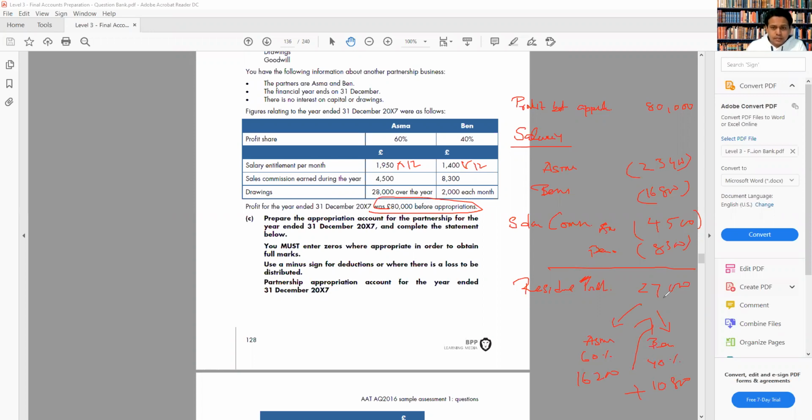That's the appropriation account. So it's really simple. All you need to remember, even if the question gives you drawings, you don't have to take it because the drawings belong to the current account, not here.